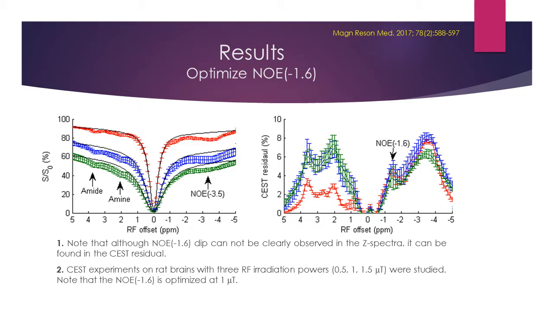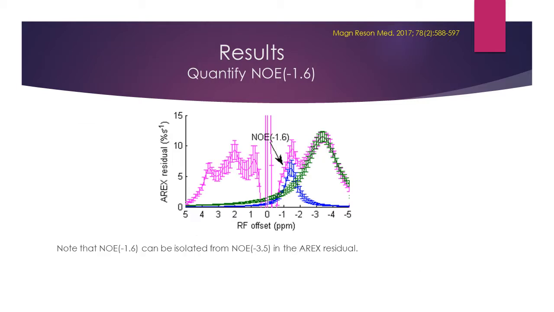Here are our results on rat brains with 3 different powers. Note in the right figure that this signal is optimized at 1 microtesla. We then quantified the NOE minus 1.6 signal acquired with 1 microtesla. Here is the AREX spectra and the fitted NOE minus 1.6. Note that this signal can be isolated from the other effects.